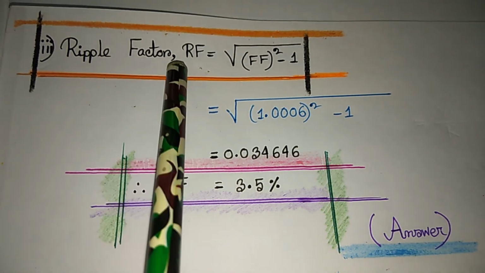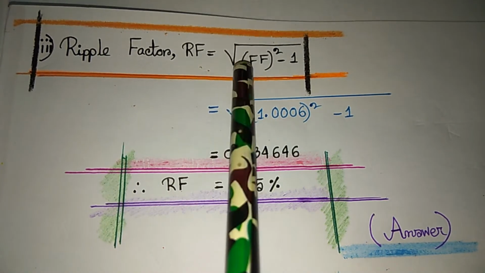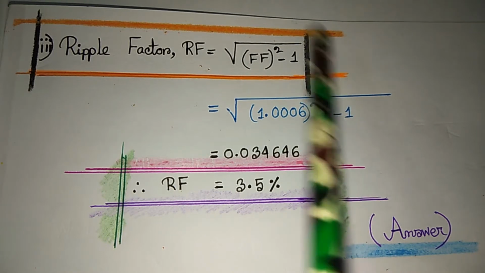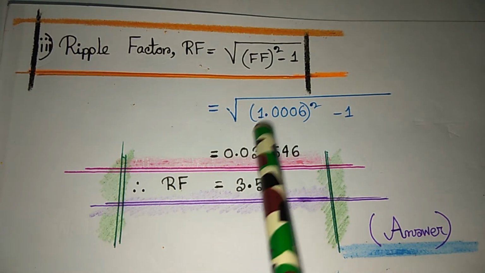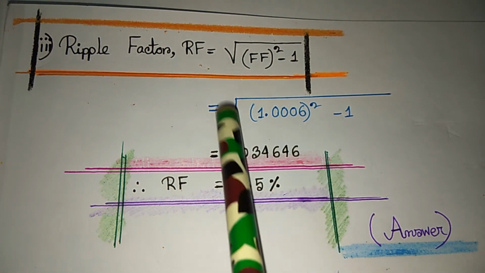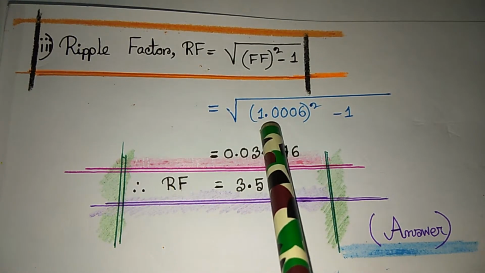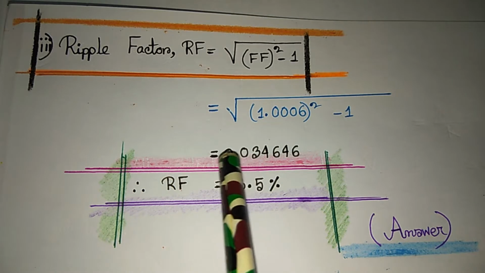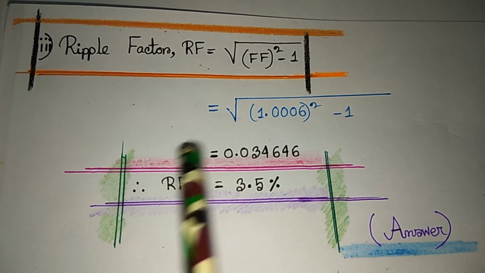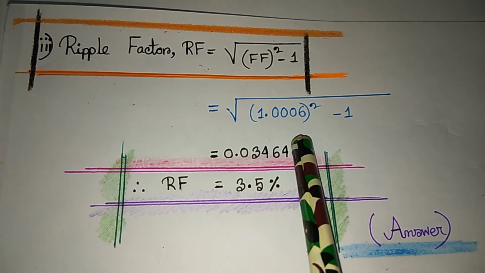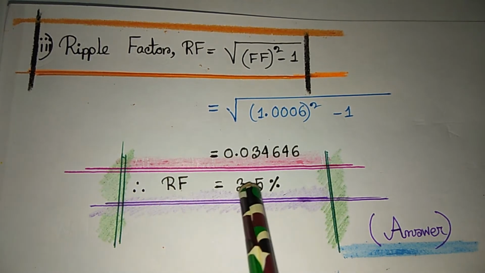Let's calculate the value of ripple factor. We know ripple factor equals root over form factor square minus 1. From the previous calculation, I got form factor equals 1.006. So after putting this value in this equation, my ripple factor becomes 0.03464. After multiplying this value with 100, I will get the ripple factor equals 3.5%.